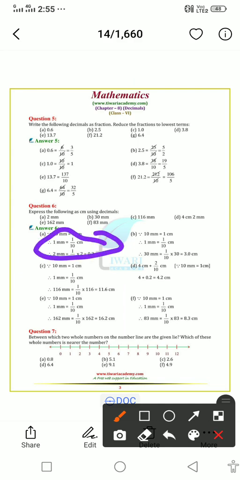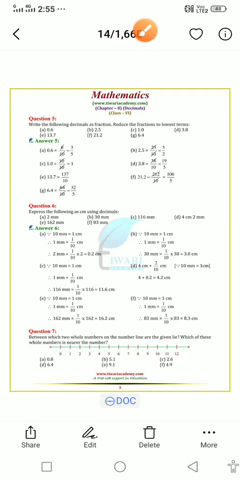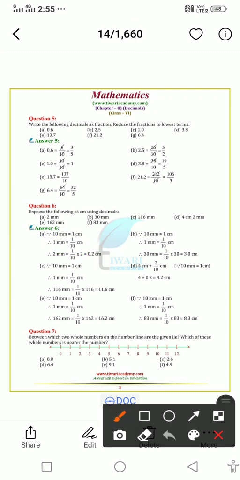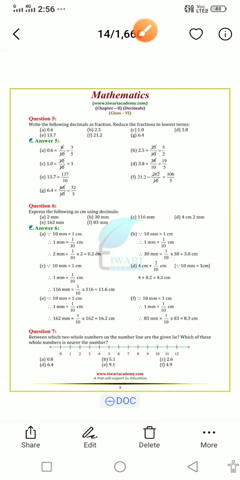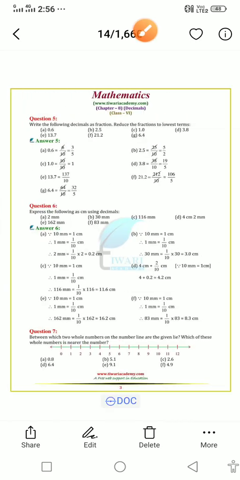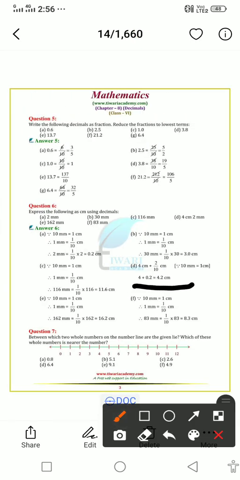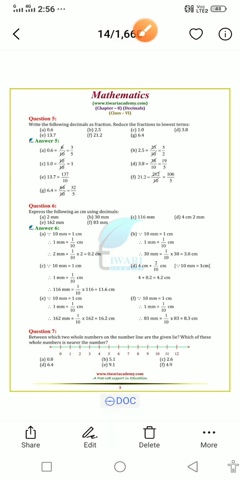So we have to write 2 mm in centimeter. So 2 mm, so that is 0.2 centimeter. You can see here. Now another example, you can see 4 centimeter 2 millimeter. So 4.2 directly you can see here, 4.2. Okay. Now question number 7.